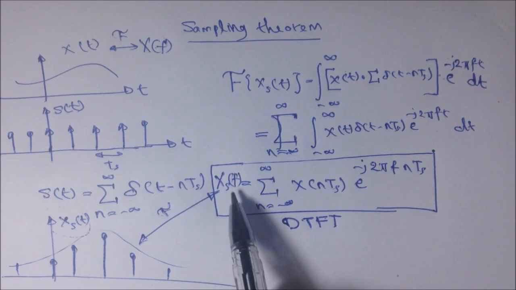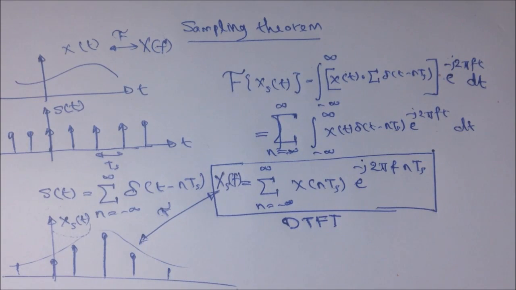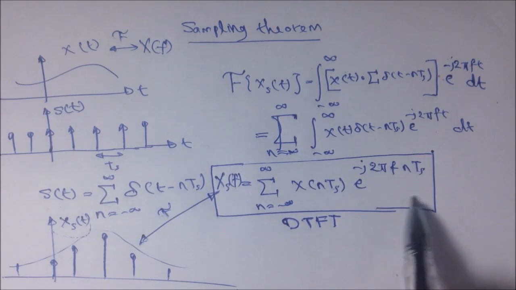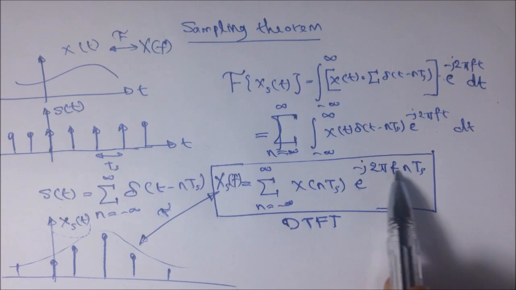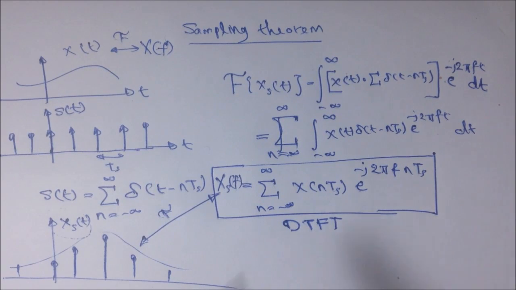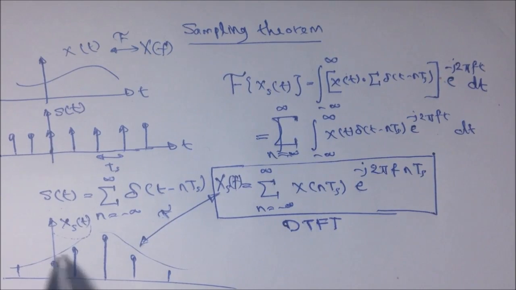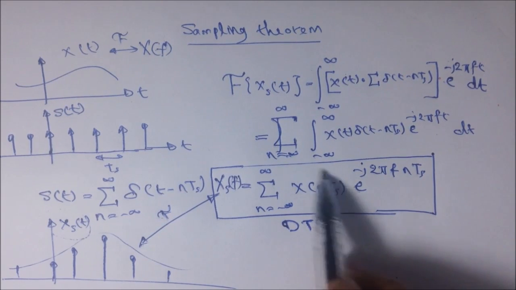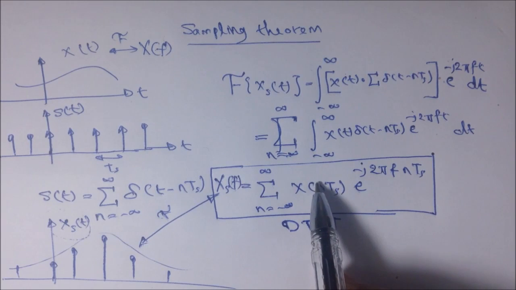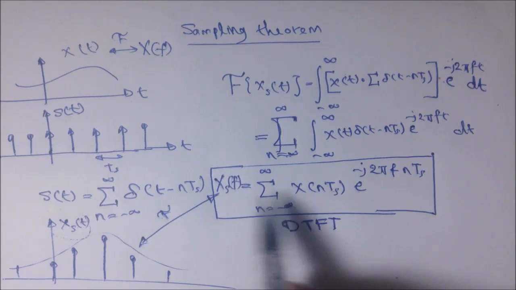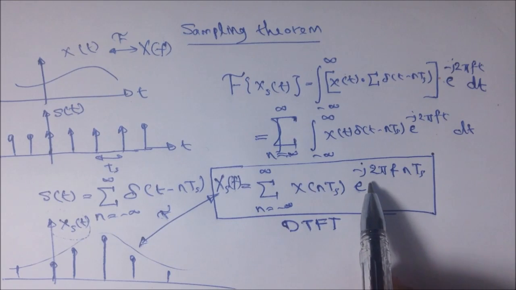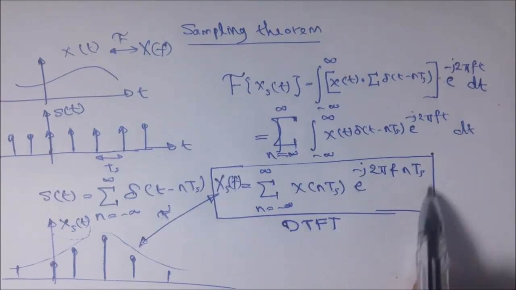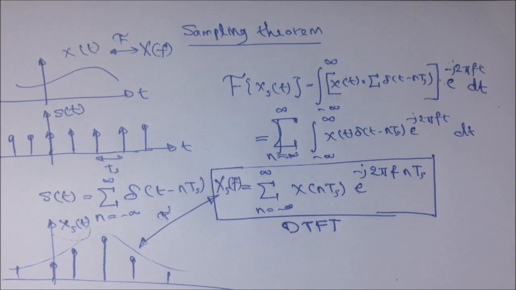First of all, X_s(f) is a periodic function, periodic in the frequency domain. And how do we know this? Because basically we're adding up a bunch of e^(-j2πnfT_s). You can see x(nT_s) is just the magnitude of these samples, so it doesn't really affect the pattern of X_s(f), since it's not a function of f. This is basically determined by e^(-j2πfnT_s).